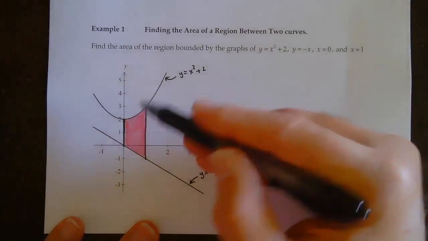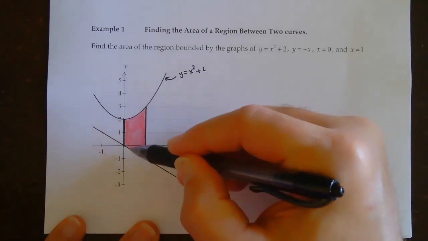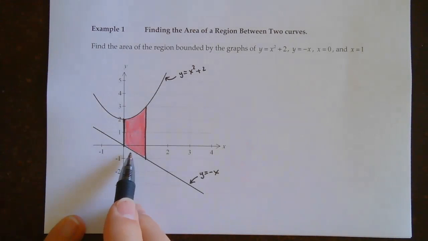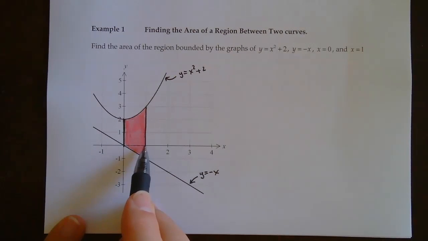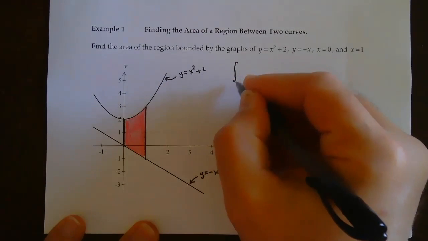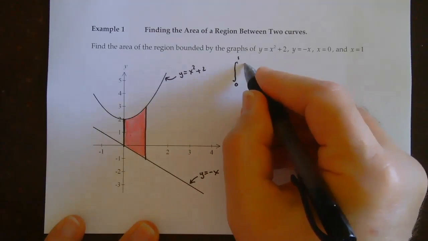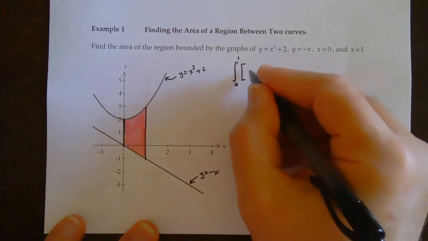Those rectangles are going to be found by taking the top curve minus the bottom curve, that would be the length, and then the width would be dx, our thickness. And then we want to start collecting these at 0 and stop at 1. So we're going to write an integral from 0 to 1, and I'm going to use a bracket. And the top curve is x squared plus 2, so I'm going to put that in parentheses.